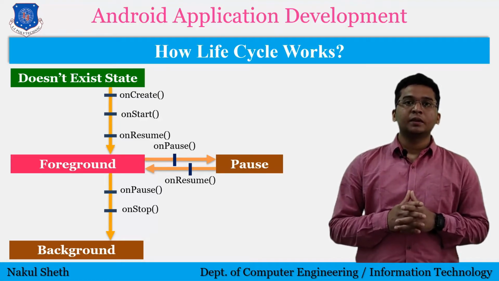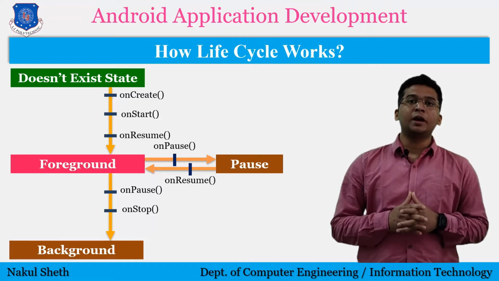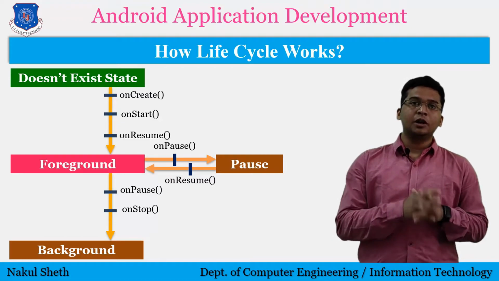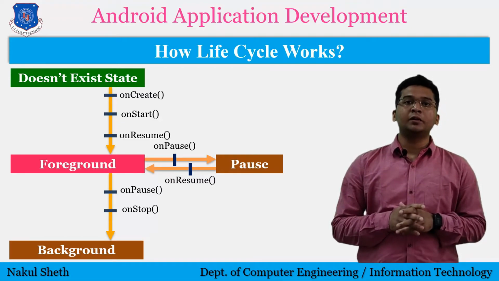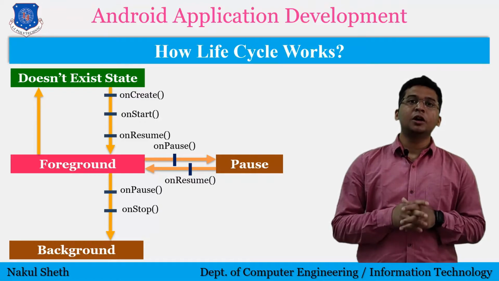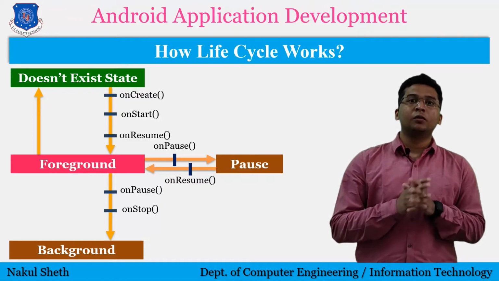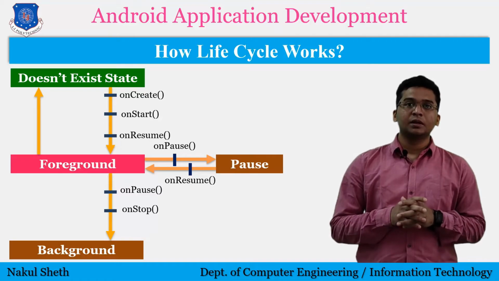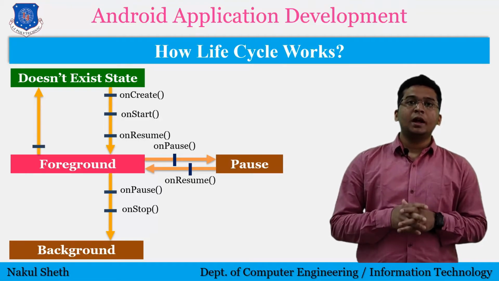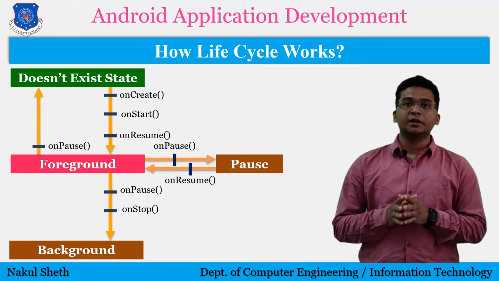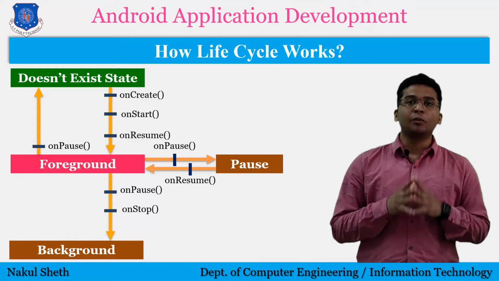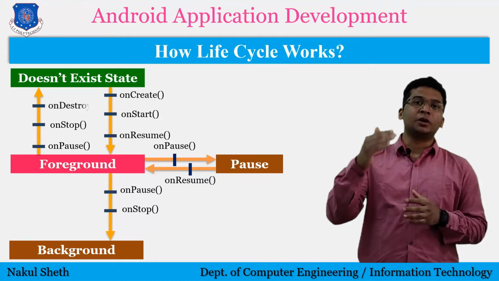Now remember one thing, all the activities are maintained in a stack. Now, when you click on the back button from the current visible activity, then your current visible activity is going to be destroyed. So, once you click on the back button, your current visible activity will go from foreground state to destroy state, which is also known as doesn't exist state. And when an activity goes from foreground state to destroy state, then the system is going to invoke three different methods. Those methods are onPause, onStop, and onDestroy.